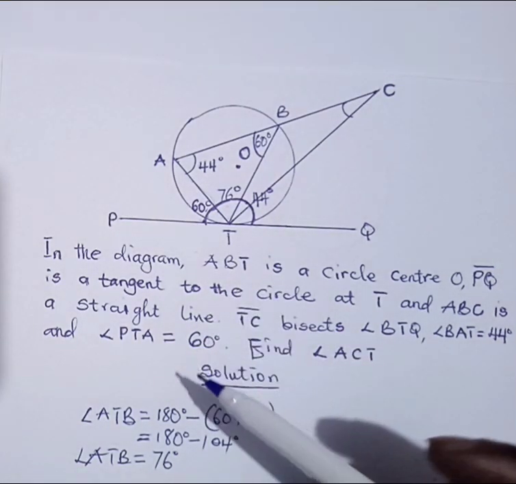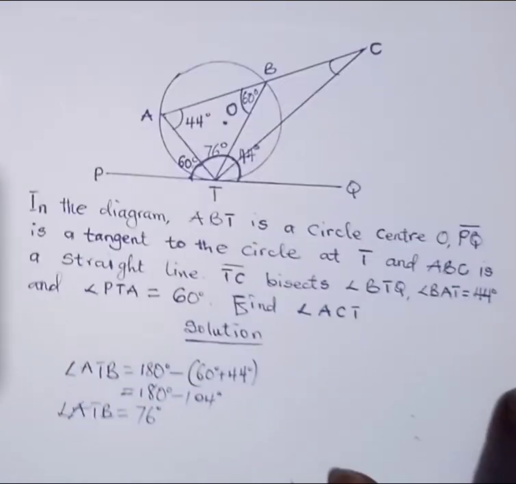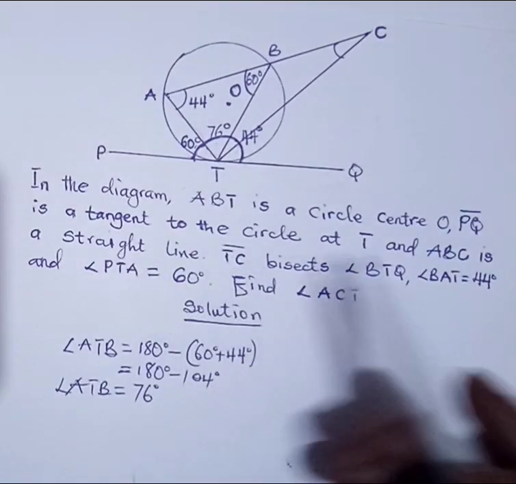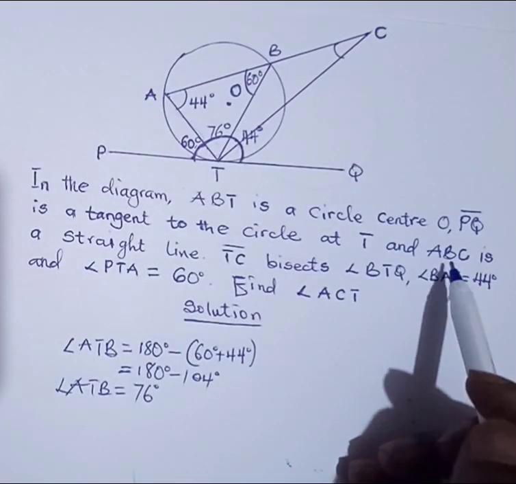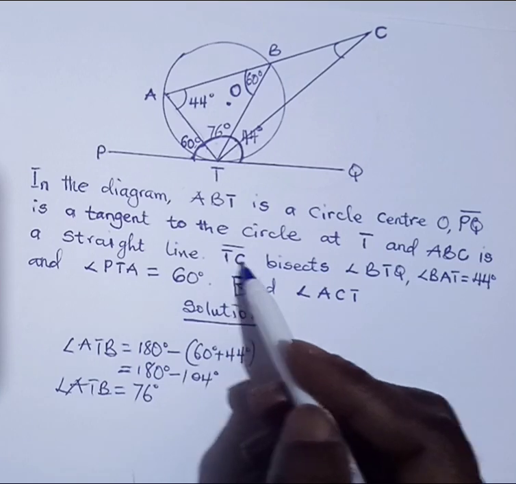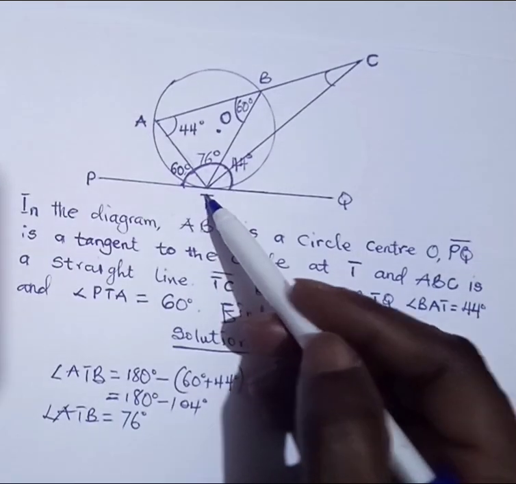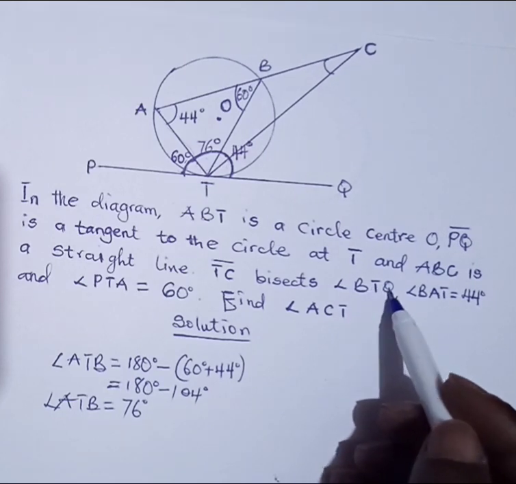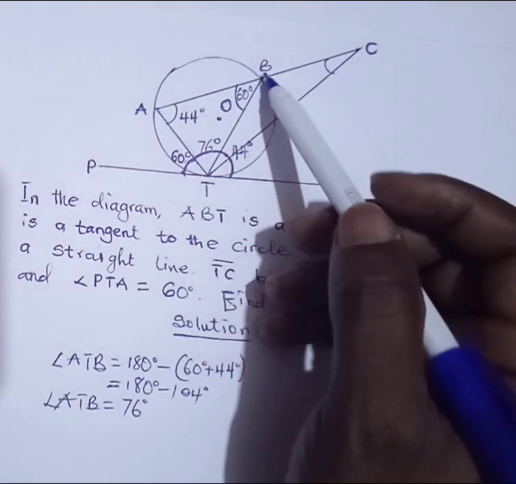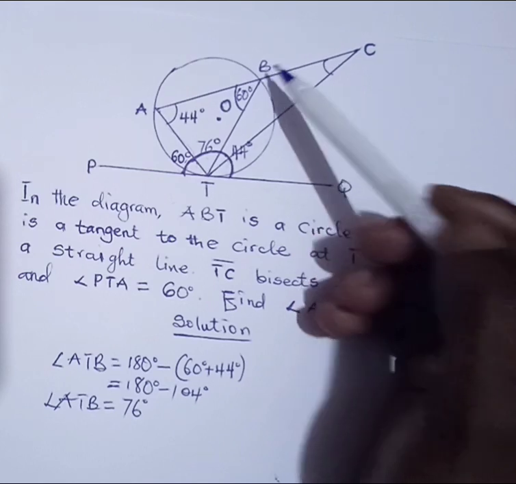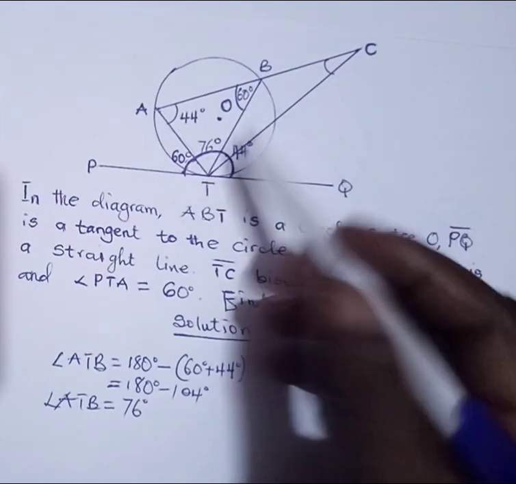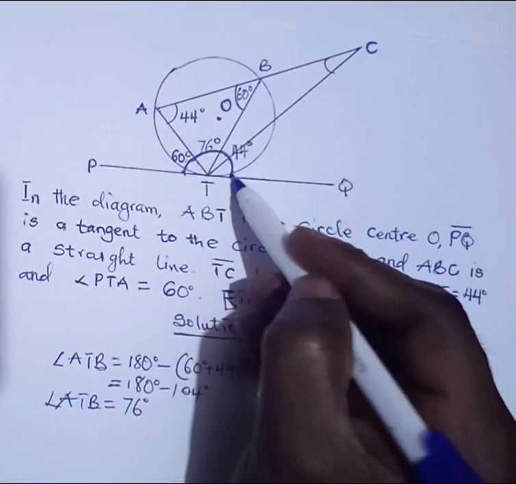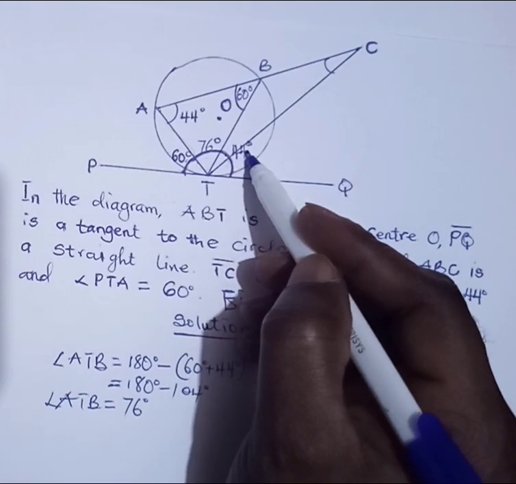But we shouldn't also forget that in the question further said TC. So where is TC? TC bisect what? BTQ. So where is BTQ? Now this is angle what? BTQ. So it means the whole of this angle, which is the 44 degrees.